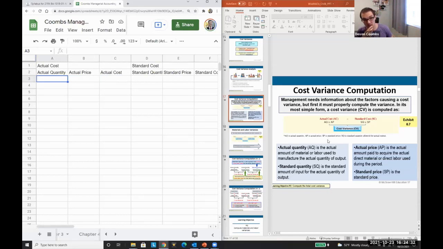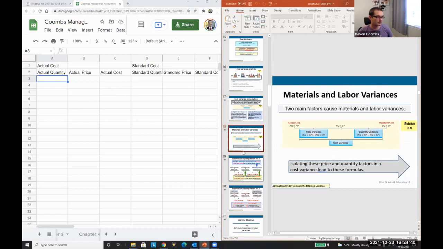I think that's self-explanatory, hopefully. Actual is what we used. Standard is what we're expecting. So we can make this easy if we give numbers to it. Let's say, I'm making this up to make it easier to visualize. Our actual quantity is 100. Our actual price is 10. Our actual cost will be 1,000.